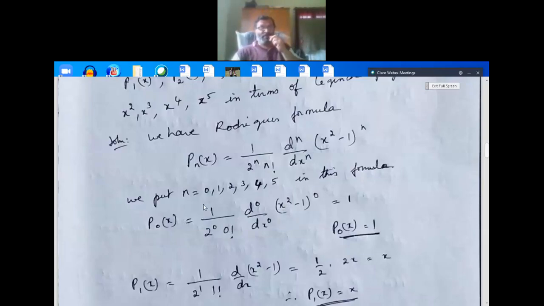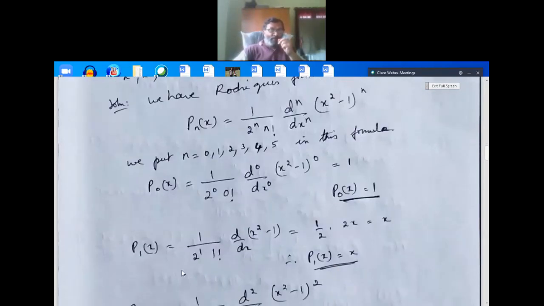Very simple. When I substitute n equals 0, the derivative of order 0 means no need of derivative. So x squared minus 1 power 0 is 1. Then 1 by 2 power 0 into 0 factorial is also equal to 1, since 2 power 0 is 1 and 0 factorial is 1. So P0 of x equals 1.